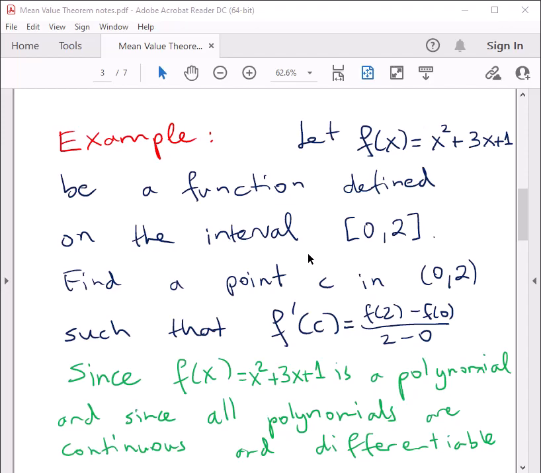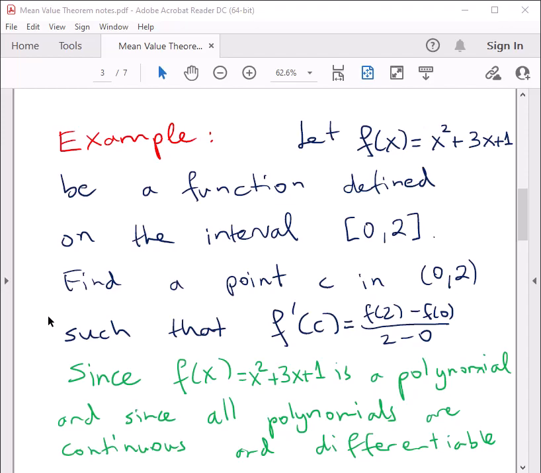This is a function defined on the interval 0 to 2. Find a point c in the interval 0 to 2 such that f prime at this point c is equal to f of 2 minus f of 0 divided by 2 minus 0. Here 2 and 0 are the endpoints.